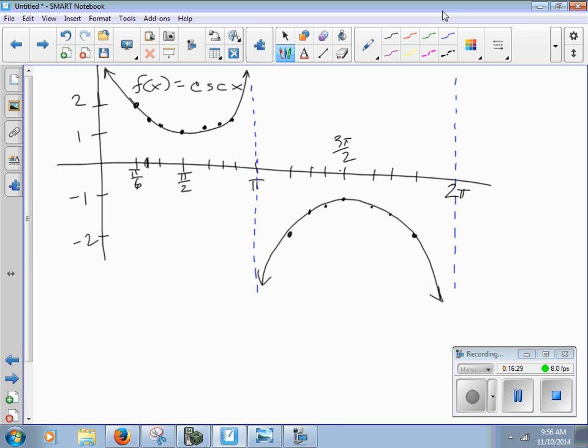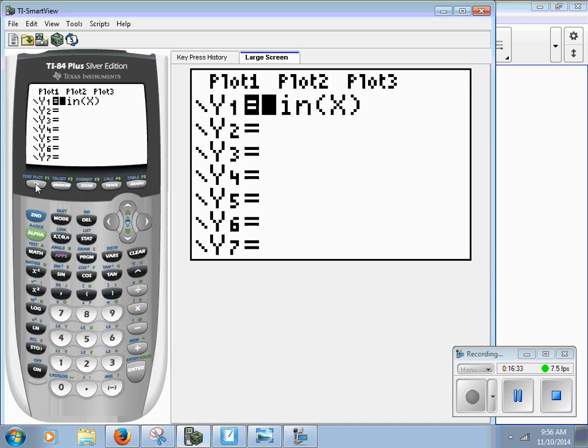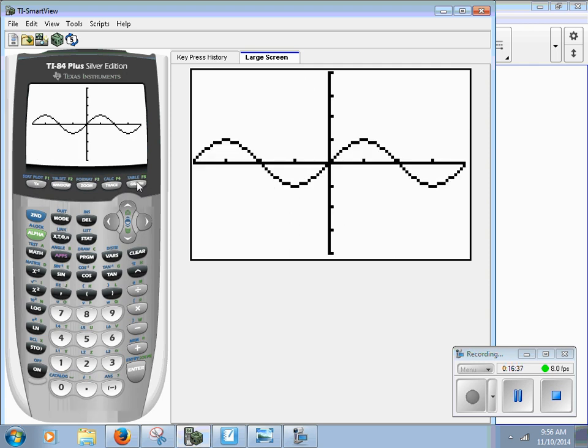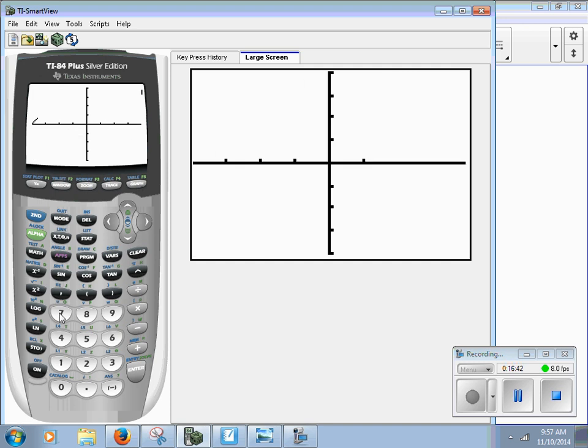I just put sine of x. And then I graphed it. And then I hit Zoom. See the 7? Zoom 7. Savannah, what were you going to ask? What if you have something stored for x? Then clear your memory and reset everything.